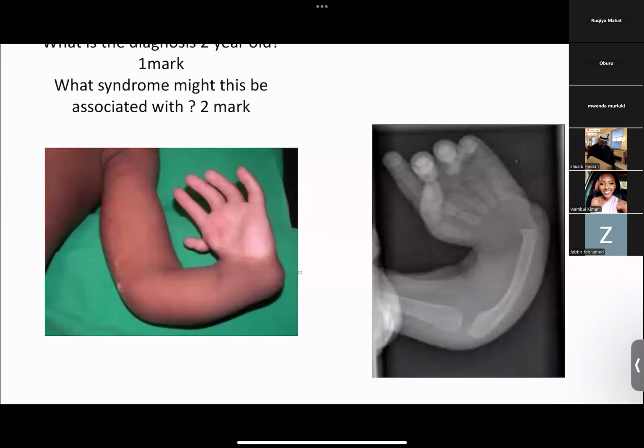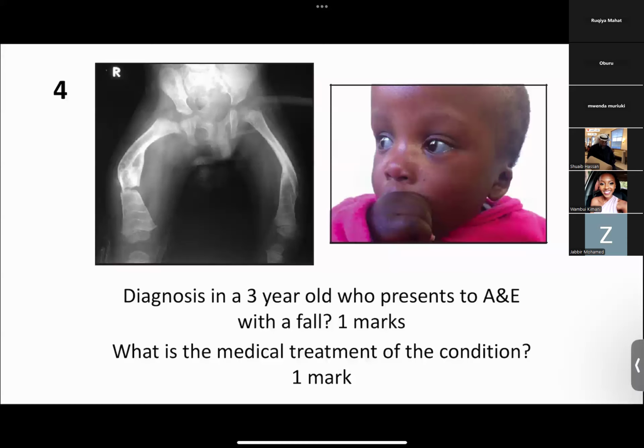Then, what's the diagnosis? Here, you can clearly see what it is. It's a radial club hand. And what syndrome may be associated with this? Don't forget your VACTERL syndrome. And this one is an easy one, not very difficult.